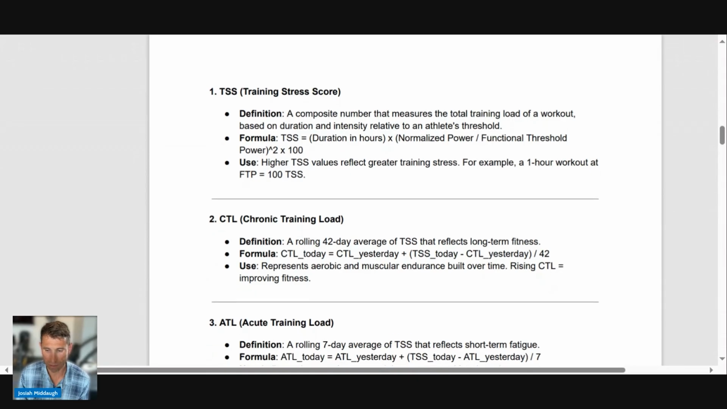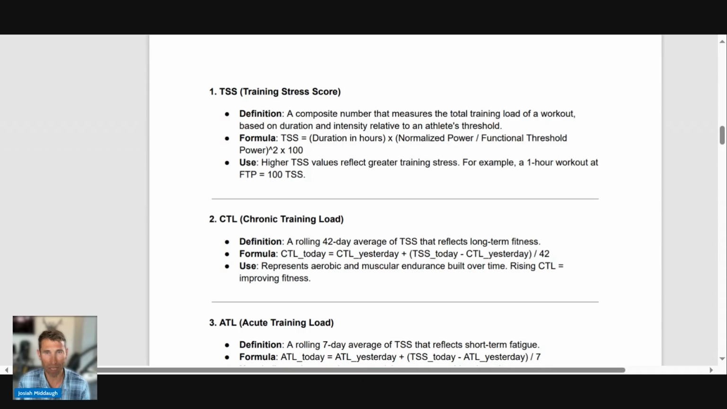Okay, so now to the meat and potatoes of how TrainingPeaks quantifies training load. Training load takes into account the duration of the workout and the intensity. It's a metric that tries to quantify how stressful that is on your body. If you think of a 1 hour workout, if you did a 1 hour workout at 100% of your threshold, that would be a score of about 100. So it's all based on 1 hour at a certain intensity. If you did 30 minutes at 100% of threshold, it would be about a score of 50.